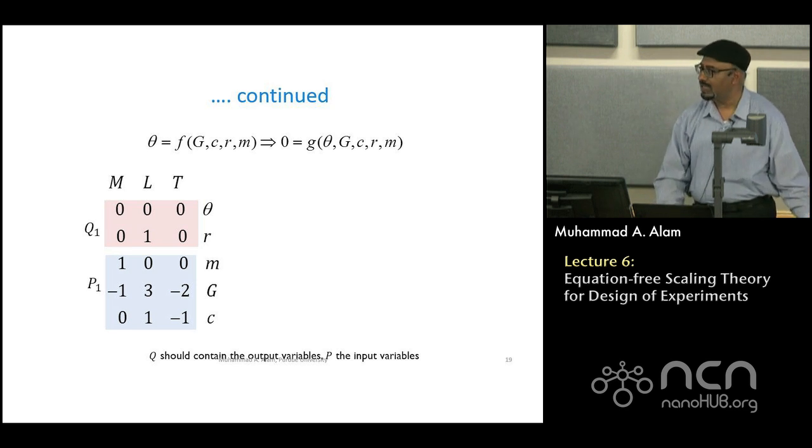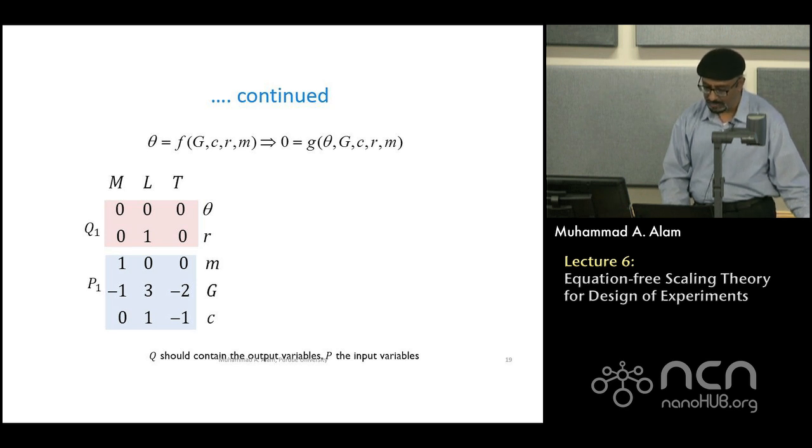So theta is dimensionless, it's radian. So many radians it bends. Therefore, it does not depend on M, L, T, any of these things, right? And r depends only on length. r is the distance, is the length. M depends on the mass, and so on and so forth. You can just check it out.